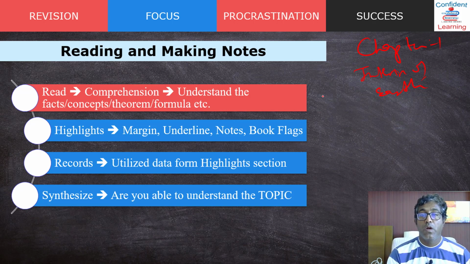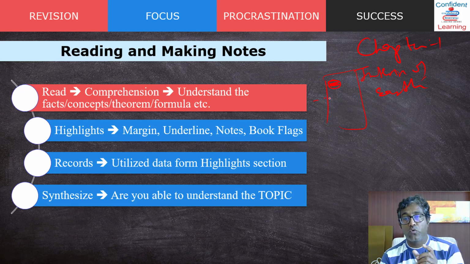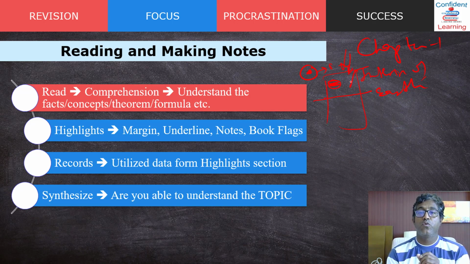Then what you can do with the whole chapter is either highlight particular words, or underline a particular sentence, or write in the margin, okay, this page is important for the P-wave velocity, or you can put a book flag, just like a marker. We used to fold these pages like this.